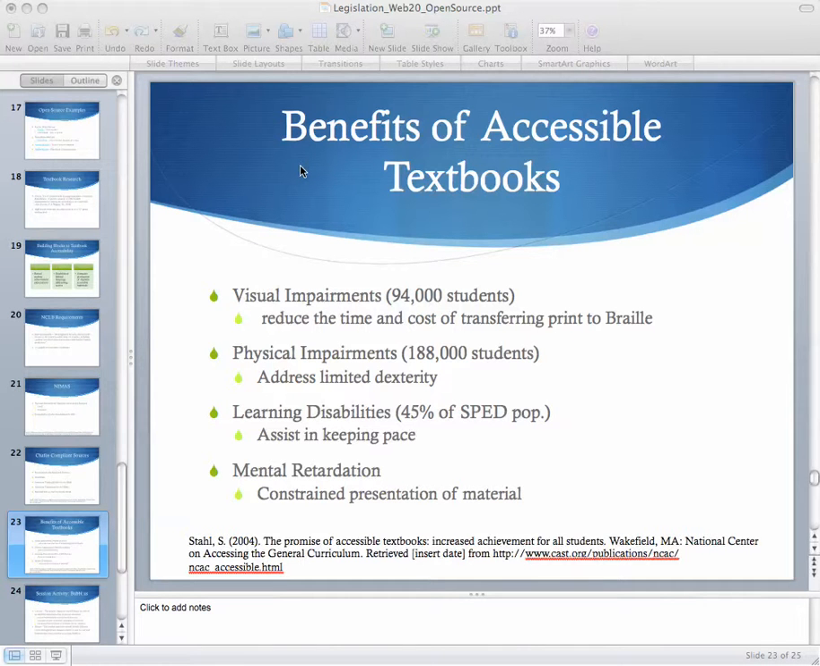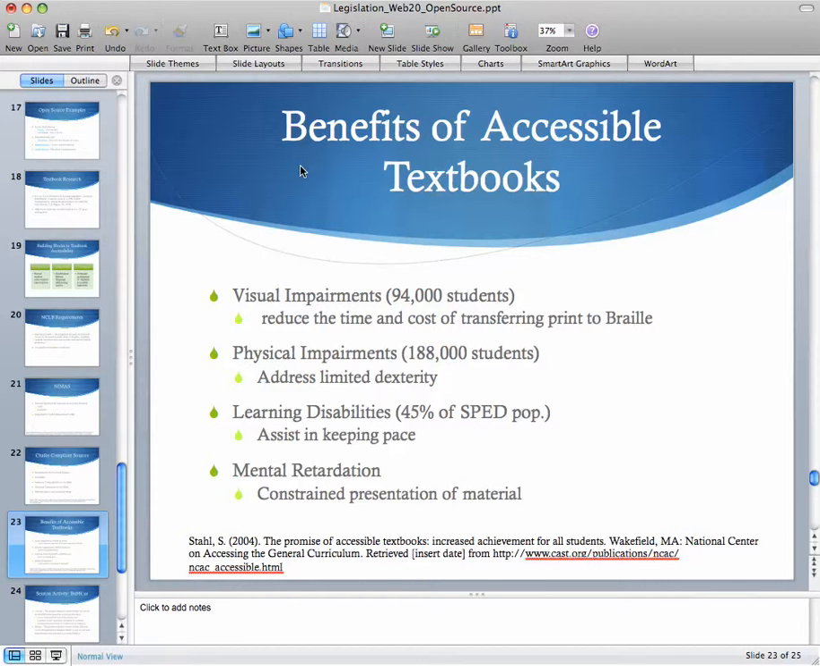When we look at the benefits of accessible textbooks to populations, say, of students with physical impairments, which generally encompasses about 188,000 students, we talk about addressing limited dexterity. So if students are unable to turn a page on the book or access a hardbound book, we can provide it in a computerized version that allows students to access it even through the use of a switch to turn the page.